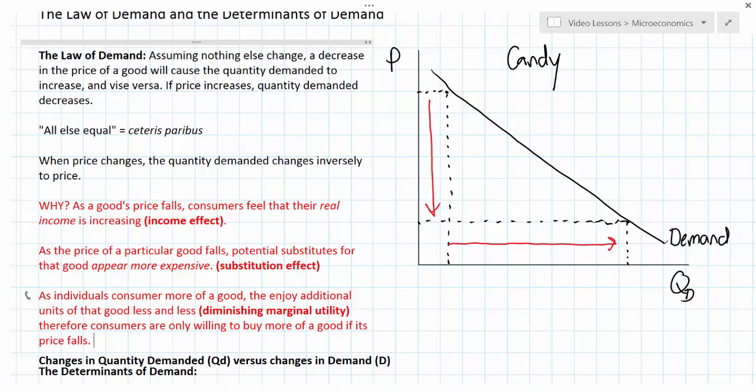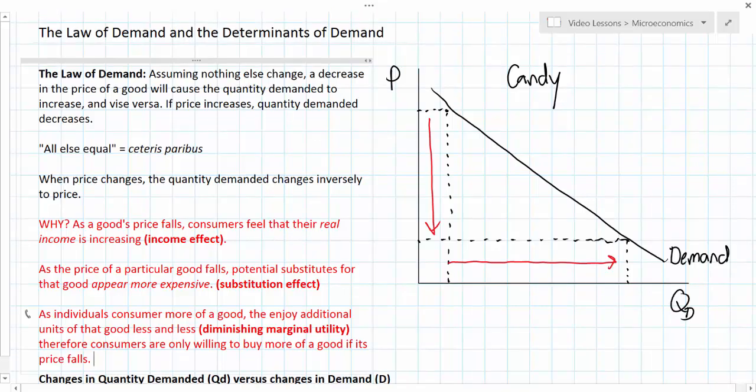However, at a price of 50 cents, I would probably buy 4 or 5 Butterfingers in a week because the additional benefit or utility I get from the third, fourth, or fifth Butterfinger is less than the original $2.50 I was being asked to pay. However, at a price of 50 cents, I certainly get more than 50 cents of benefit out of a fourth Butterfinger. Diminishing marginal utility helps explain why consumers will buy more of a good as the price falls. It's because we get less benefit out of additional units of a good, therefore we're only willing to buy more of it as the price decreases.